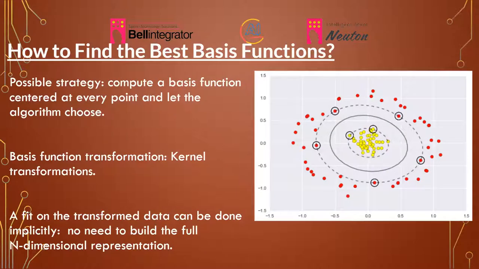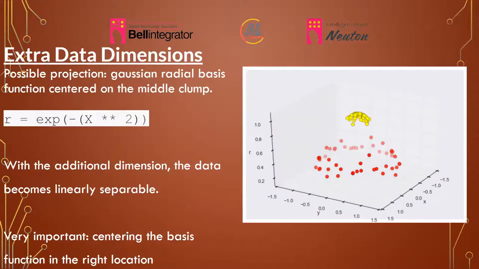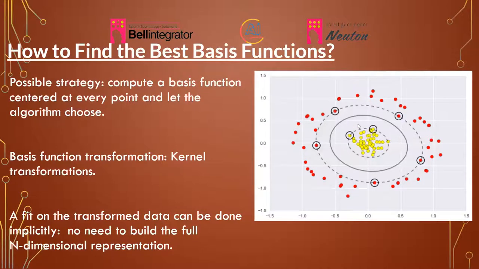One possible way around this could be to compute a basis function centered at every point and let the algorithm choose. In this case, I knew that I had to center it at the yellow clump to make this work. But when you're running the algorithm, how would you make this work? So of course you could do this for every point that you have and let the algorithm sift through your results. Or you could do a kernel transformation, which does a fit on the transformed data implicitly.